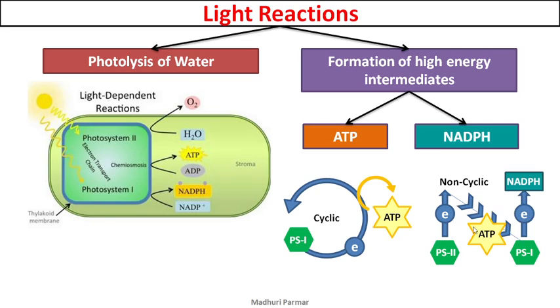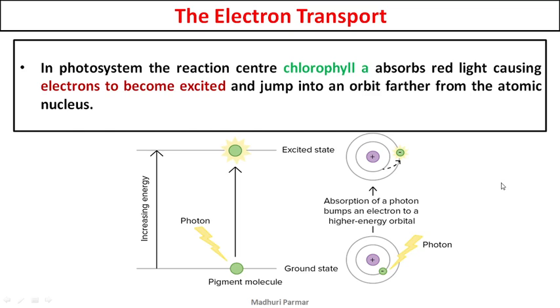However, in non-cyclic photophosphorylation, the electron leaves from photosystem 2, travels through the electron transport chain, reaches photosystem 1 and is finally given to the terminal electron acceptor, which is NADPH. We will see both of these types in detail, so do not worry. Before we can begin, let us just have some basic concepts.